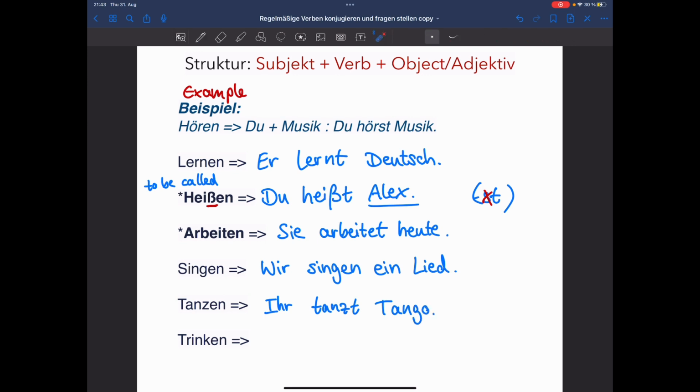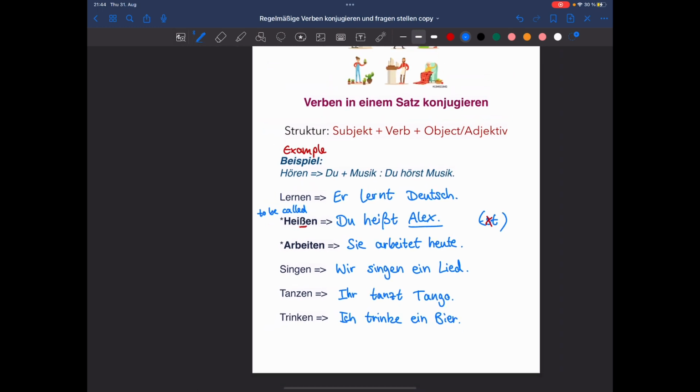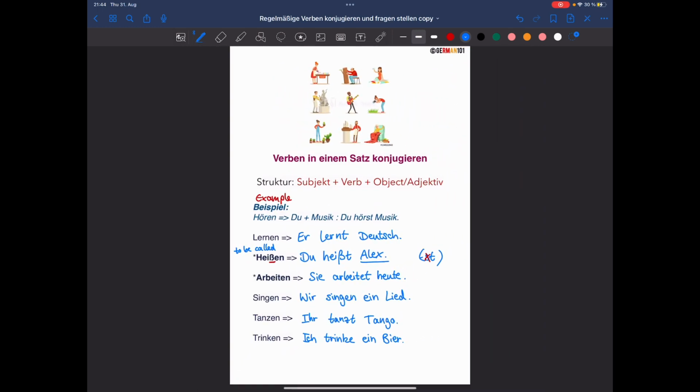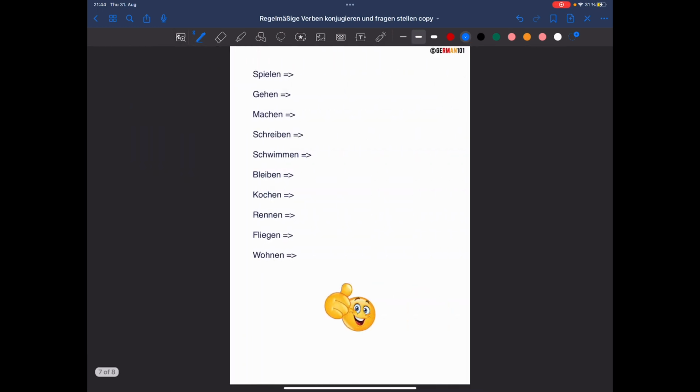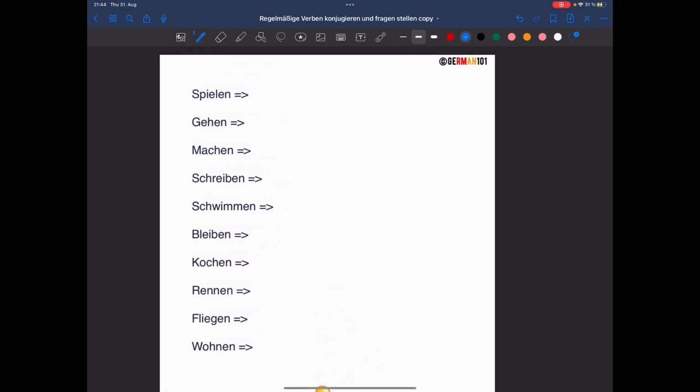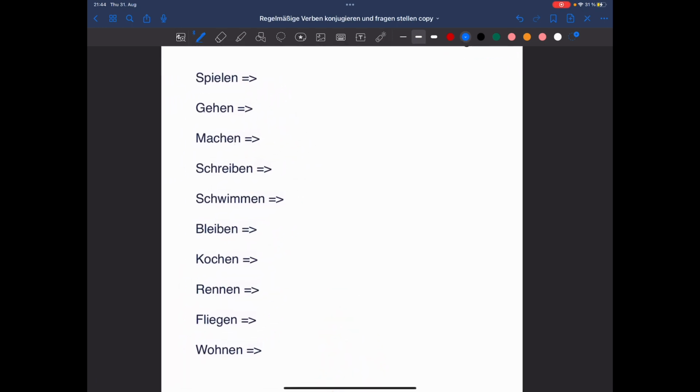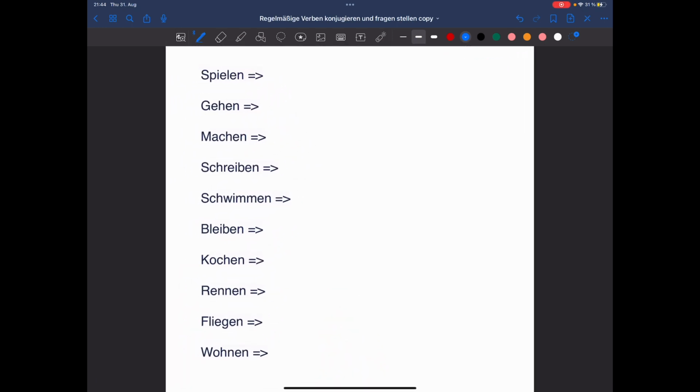Okay, next one, trinken, to drink. Ich trinke ein Bier. I'm drinking a beer. Ich trinke ein Bier. Okay, sehr, sehr gut. Perfect. Now let's move on to the next page. I have lots of more practice here. I'm just going to go through it a little bit quicker and I hope you can follow.